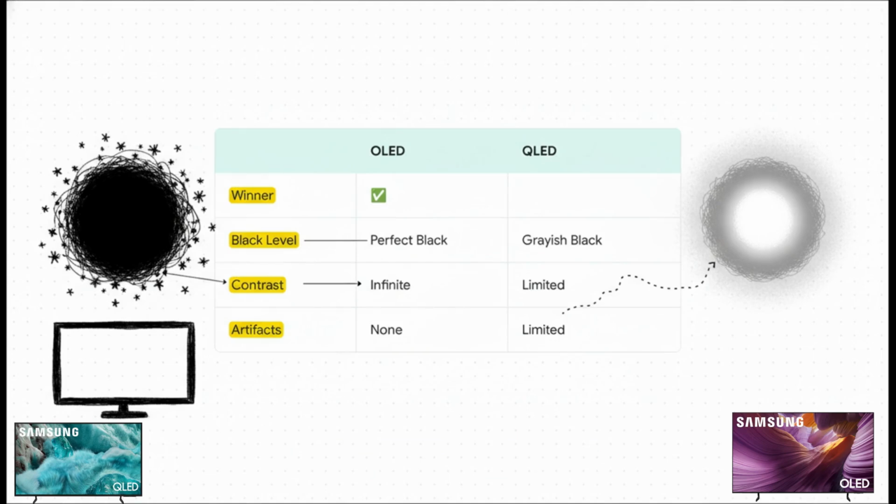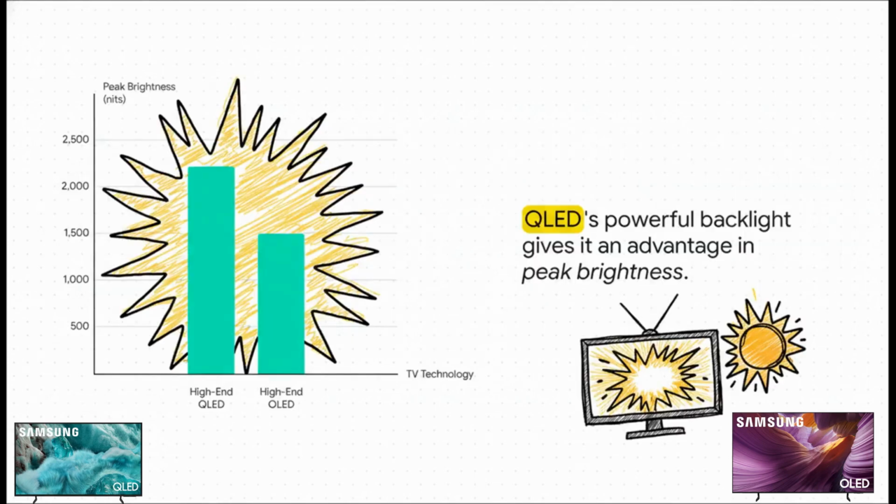With QLED, since it's always blocking a backlight, the blacks are really just very, very dark grays, and you can sometimes see a little halo of light, or blooming, around bright objects on a dark background. But hold on, QLED is not down for the count. It comes roaring back in round 2 with sheer, brute force brightness. That powerful backlight we talked about allows high-end QLEDs to get way brighter than OLEDs.